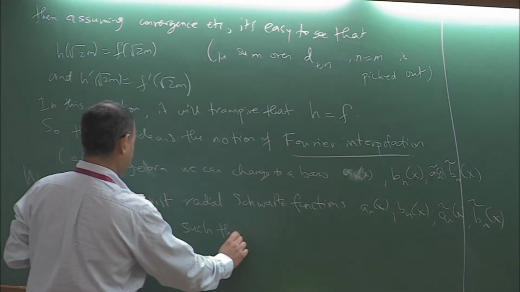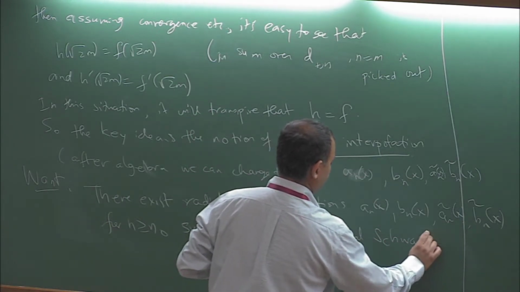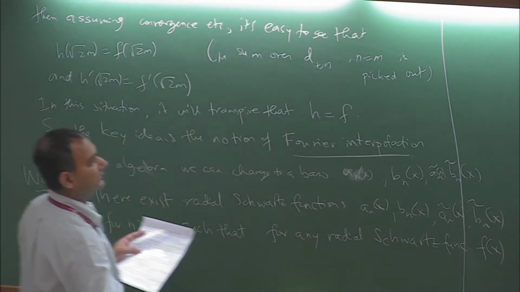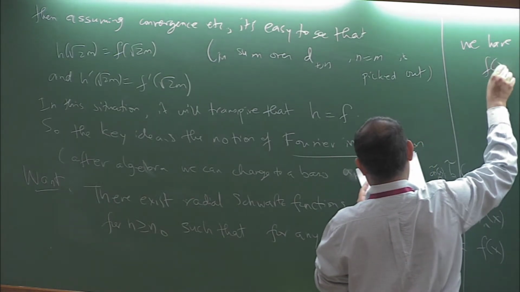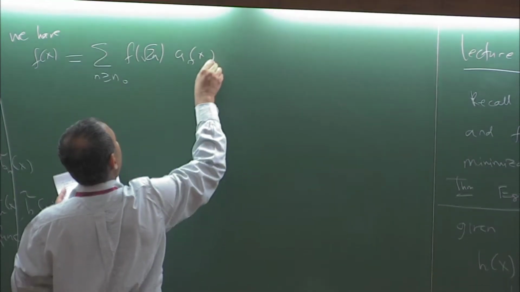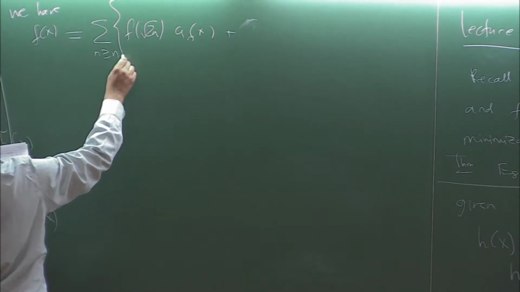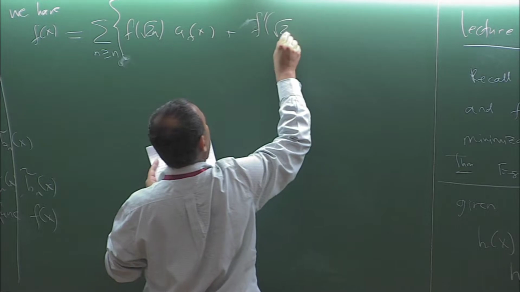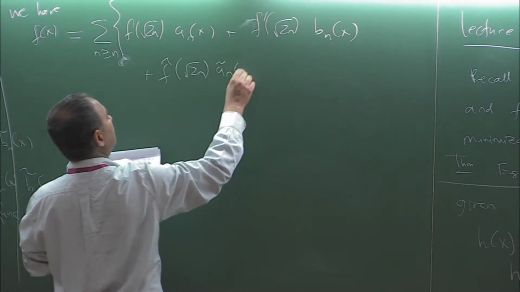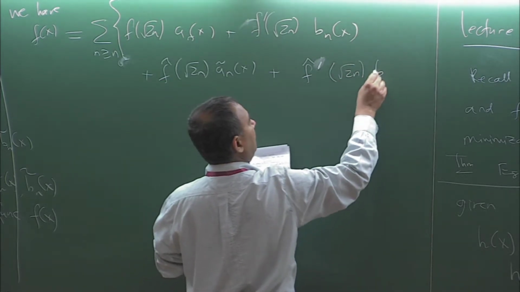I'll say that again, such that for any radial Schwartz function f of x, we have, let me write it up here, f of x equals the sum over n greater than or equal to n0 of f of square root 2n times an of x, plus f prime of the square root of 2n times bn of x, plus f hat at the square root of 2n times an tilde of x, plus f hat prime, sorry, f hat prime at square root 2n times bn tilde of x.